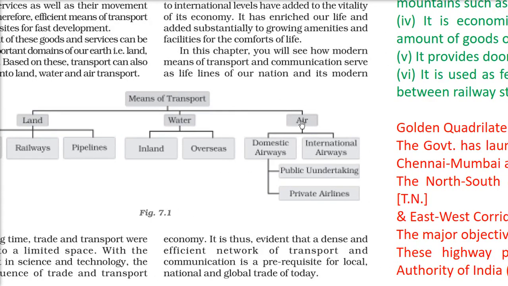But when we talk about air, we are talking about the transportation of human beings and products through the air. There are domestic airways and international airways. Domestic airways include those which are held by the public sector, that is, the government, and also private airlines like Jet Airways and Indigo. These are inside the country. But when we talk about transportation of people and goods from one country to another, we call it international airways, right?